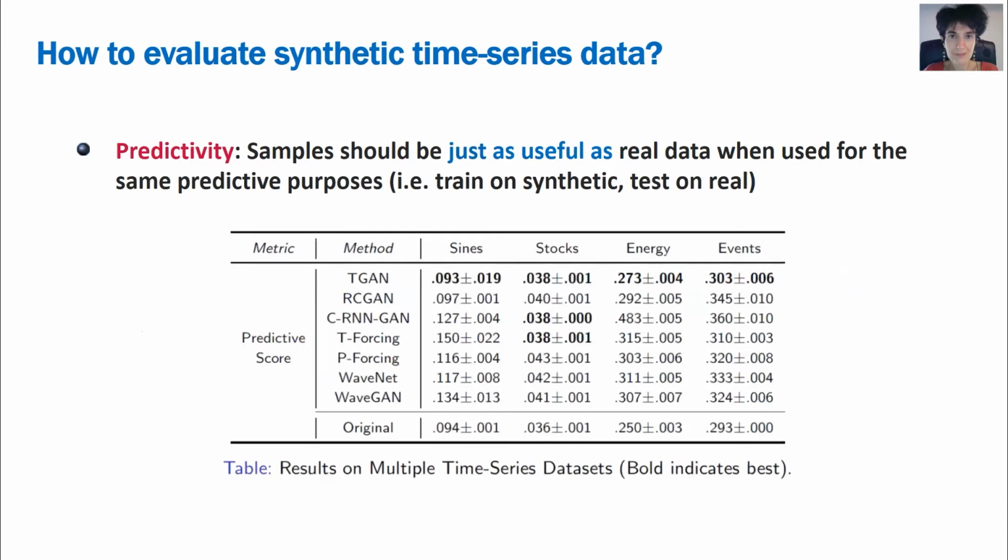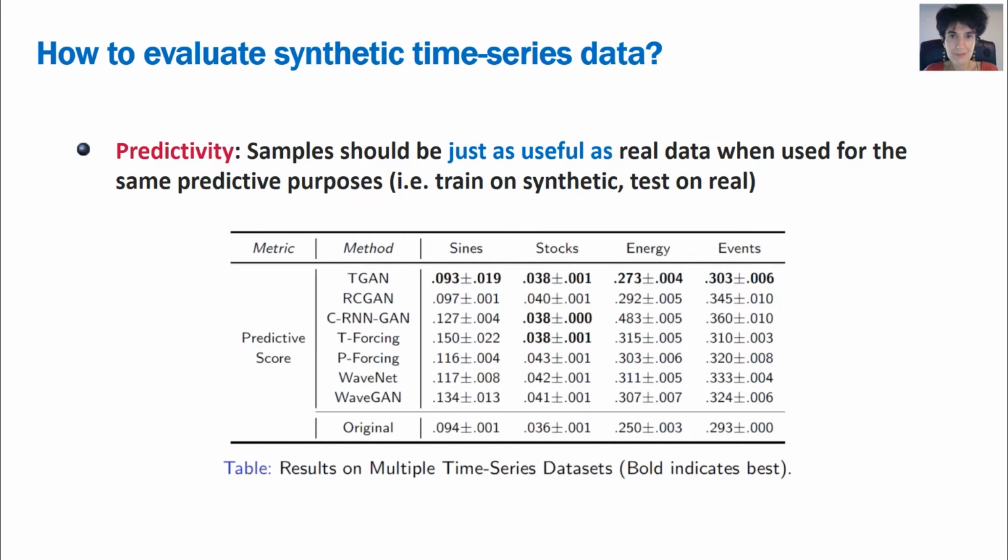Now, the final desideratum was related to predictivity, usefulness, where the samples should be as useful as the real data when used for some predictive purpose. For instance, we train on synthetic data and test on real data. So the sample data should inherit the predictive characteristics of the original.